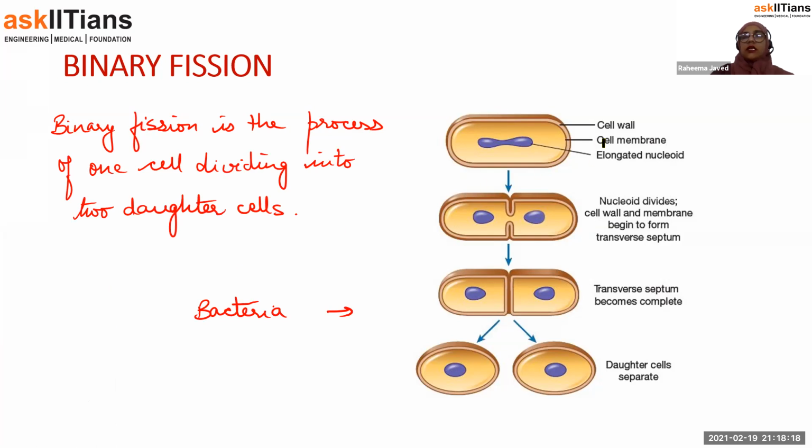where the bacteria's nucleoid elongates first of all, and after the nucleoid divides, the cell wall and the membrane begin to form a transverse septum, which is here. This transverse septum covers the whole length of the cell, and finally the cell divides into two daughter cells.